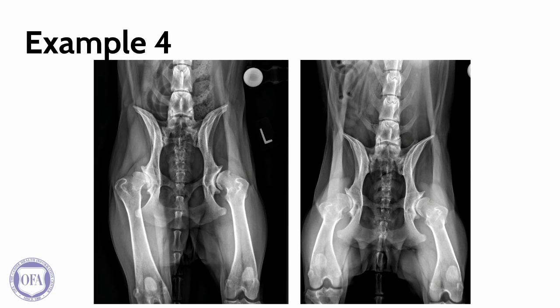The limbs are also not parallel, with medial angulation of the right pelvic limb. This patient is rotated slightly towards the left. The result is that there is absolutely no overlap of the left femoral head by the acetabular rim.